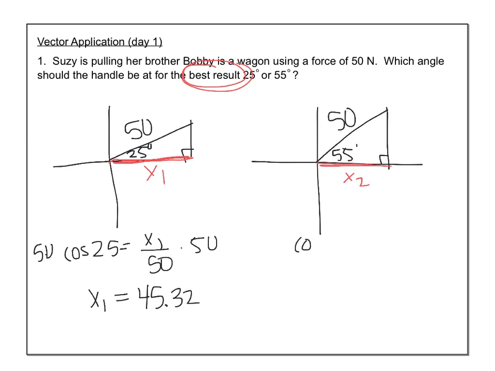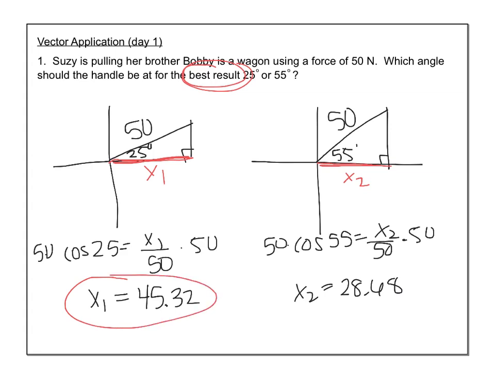Then we do the same thing on this side, but with its numbers. Cosine of 55 is equal to x2 over 50, times 50 on each side, and we get x2 is 28.68. Then we think about which one means it's a better result. This one means that the horizontal vector is going to go further. So this one goes further. That means that the 25-degree angle is the best result. Okay?